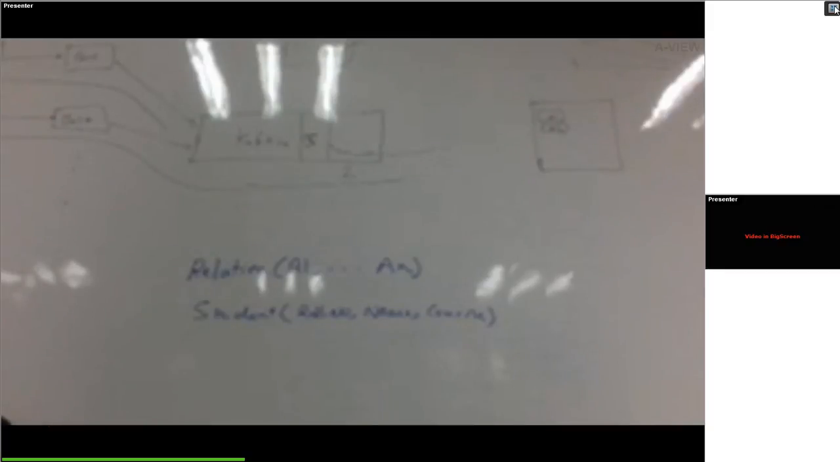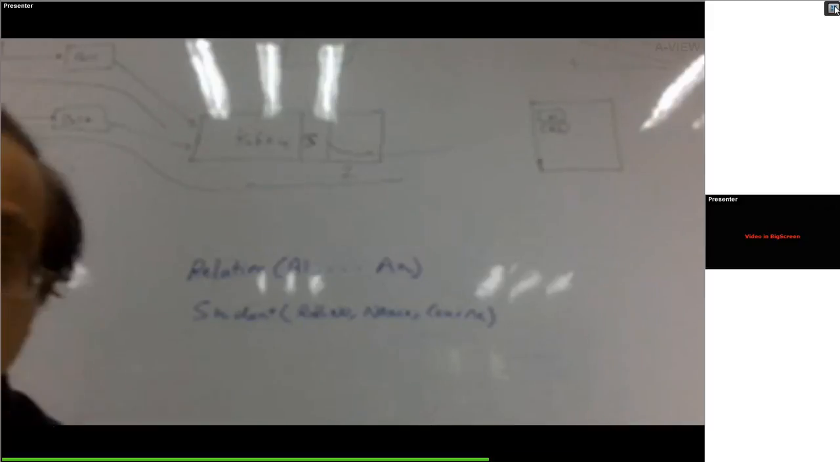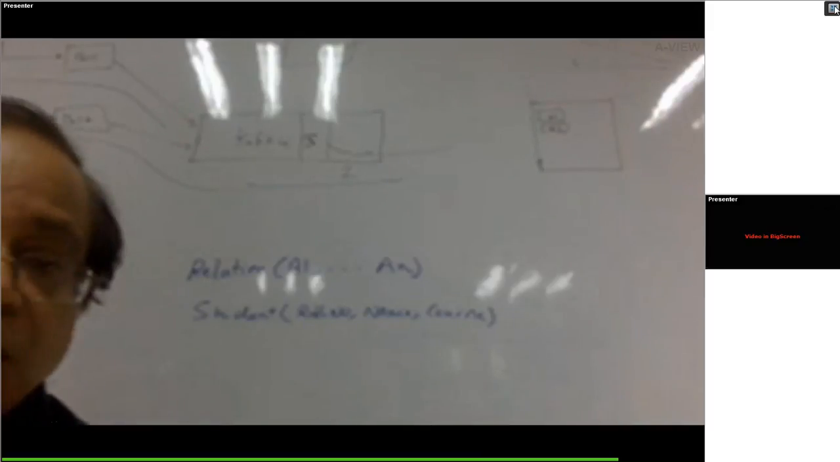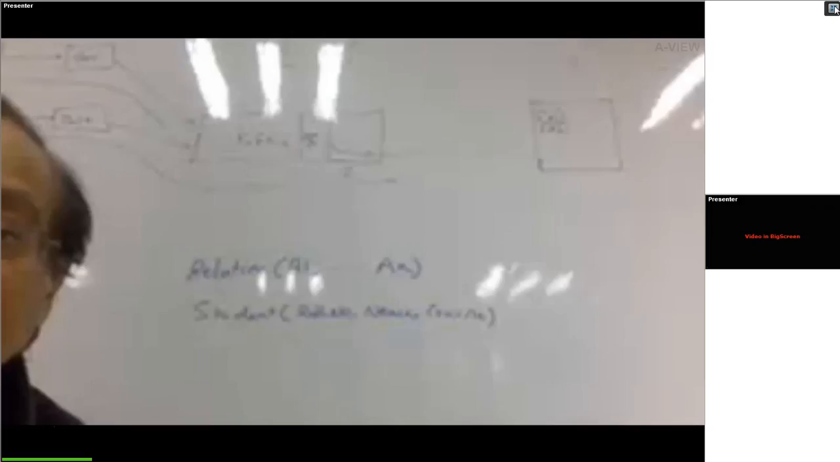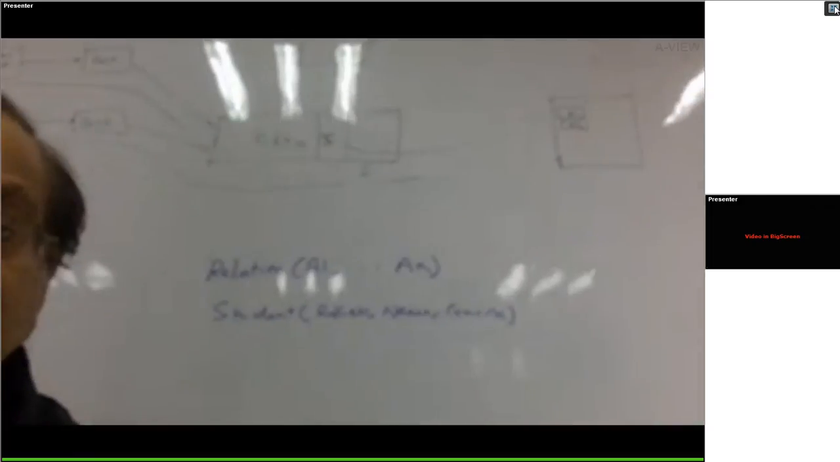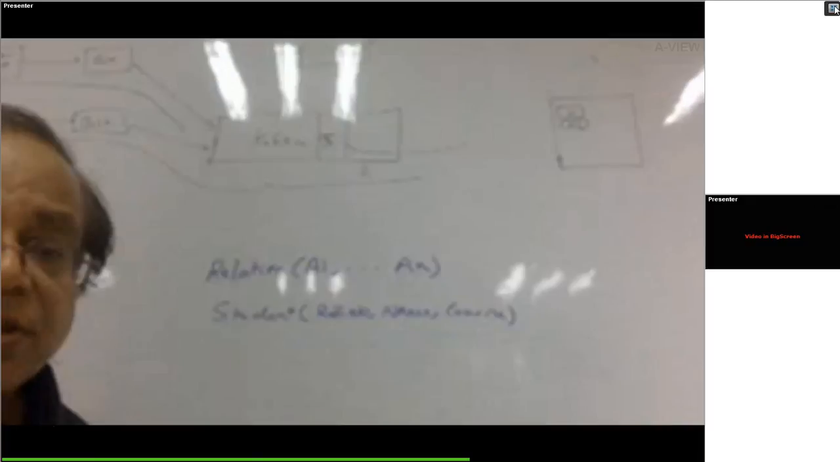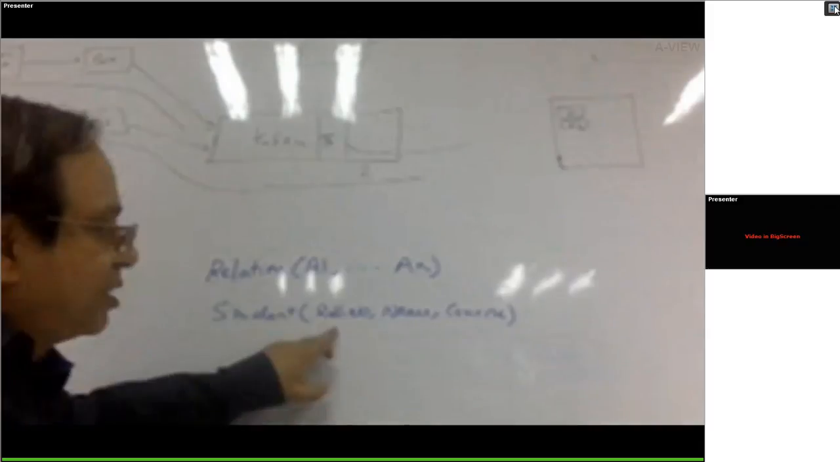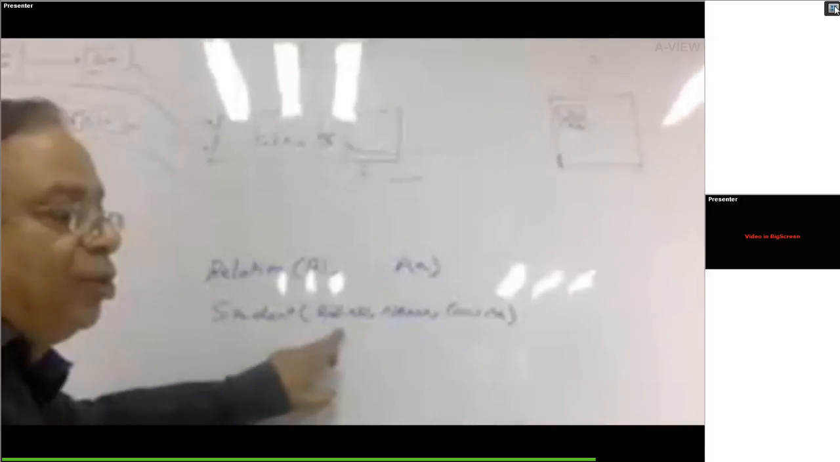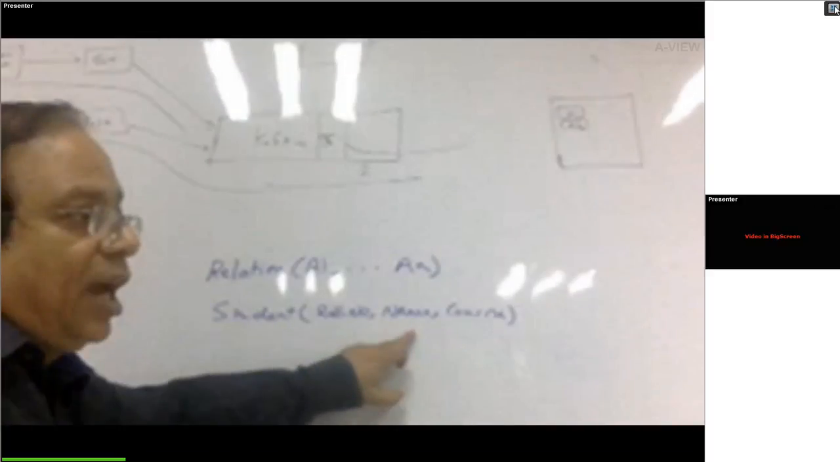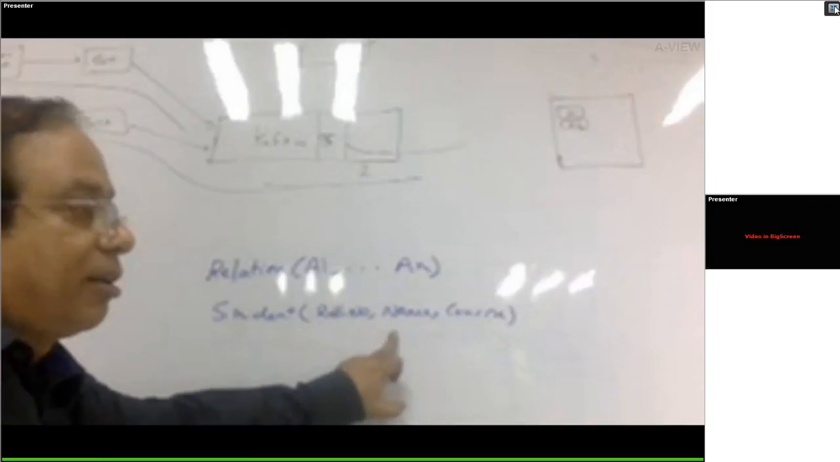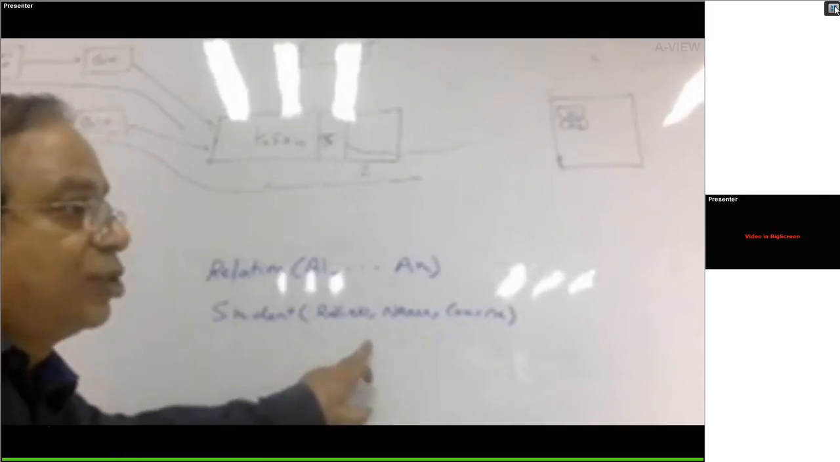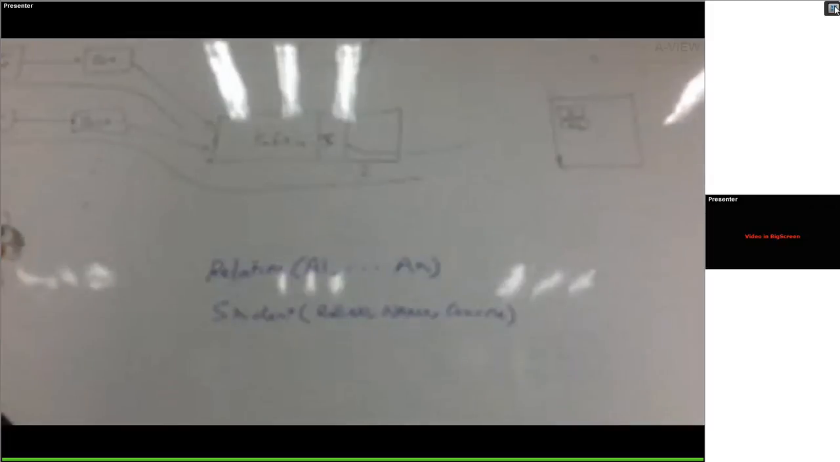Now, an instance of this relation. Are you able to see the board? An instance of this student relation. You should look at this relation as a set of attributes. Since this is called a set, there is no order. Order doesn't really matter. This is actually a set.